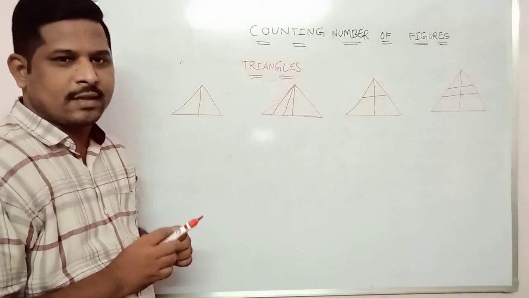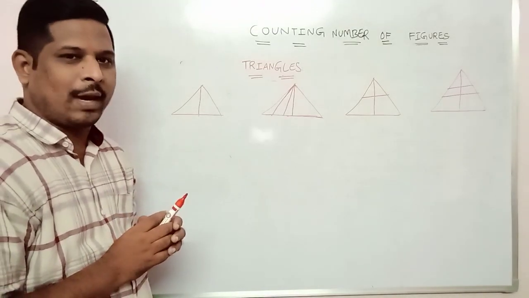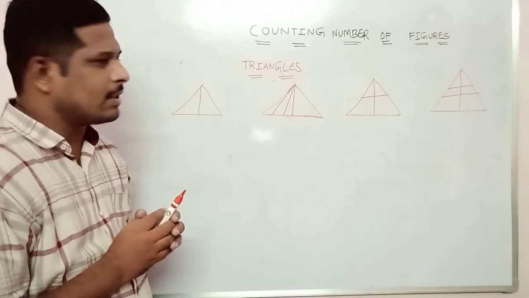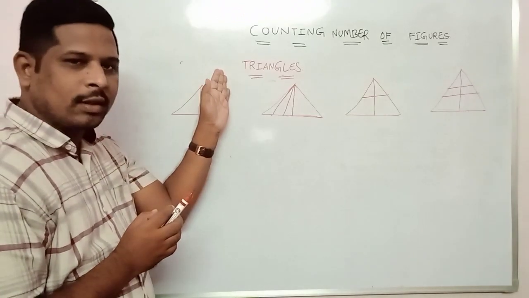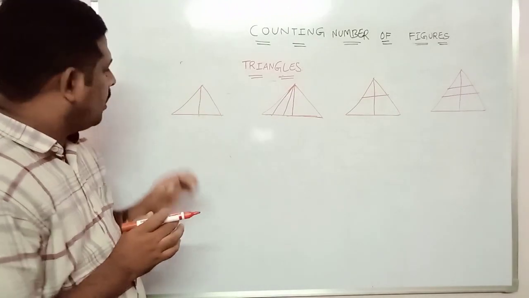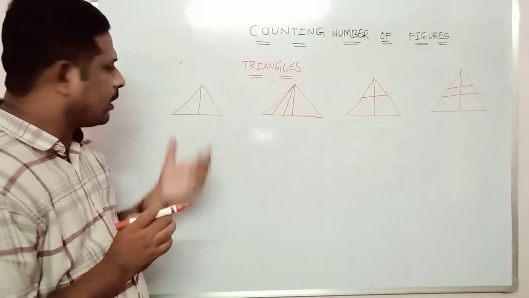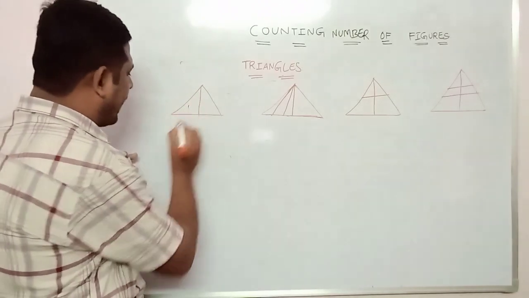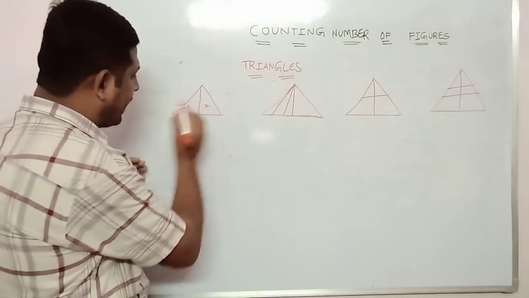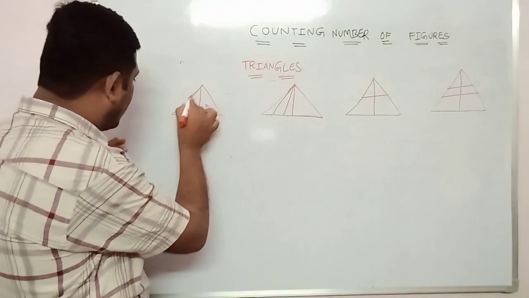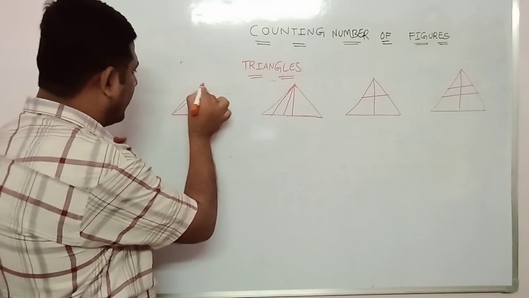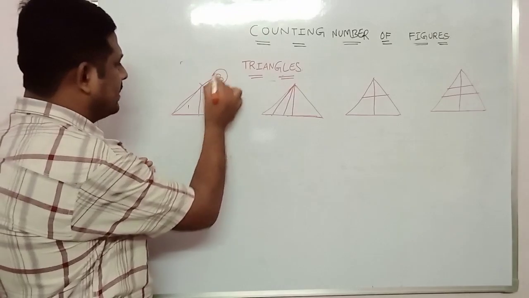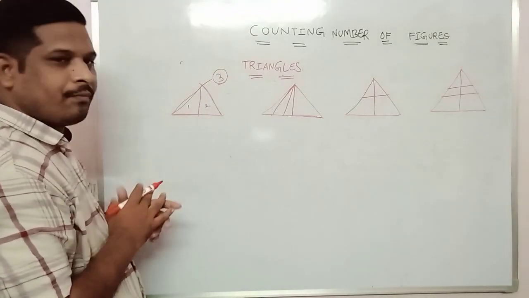Just now we discussed how to calculate the number of squares as well as number of rectangles. Now we are going to discuss how to count the number of triangles. This is one of the triangles. We give a vertical cut to this. Yes or no? Then this is one triangle and this is one triangle and the bigger part is another triangle. So 1, 2, 3. So total number of triangles is 3 for this figure.